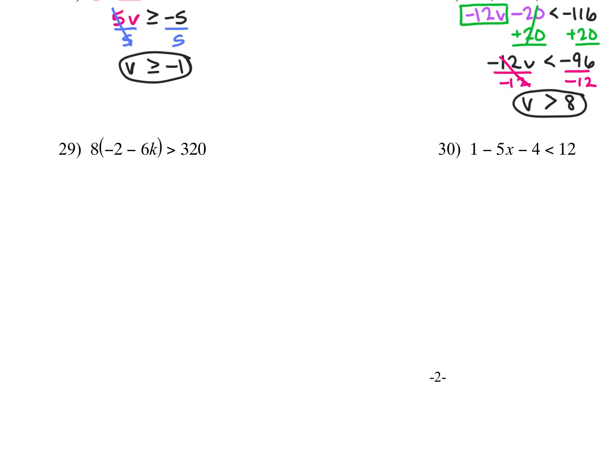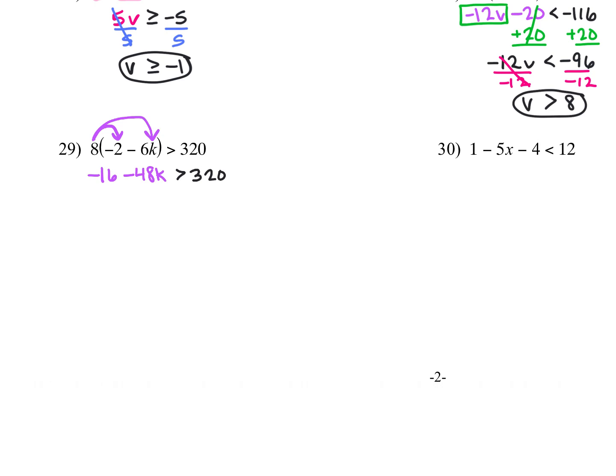Our last two problems, numbers 29 and 30. Number 29, we're going to start by doing the distributive property. 8 times negative 2 is negative 16. 8 times negative 6k is negative 48k. And this is greater than 320.